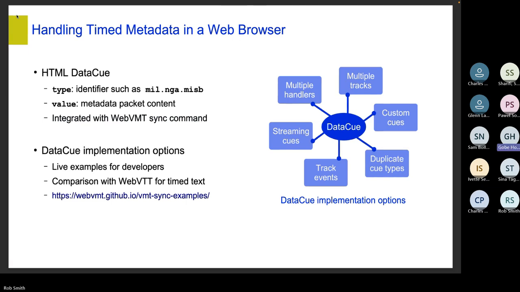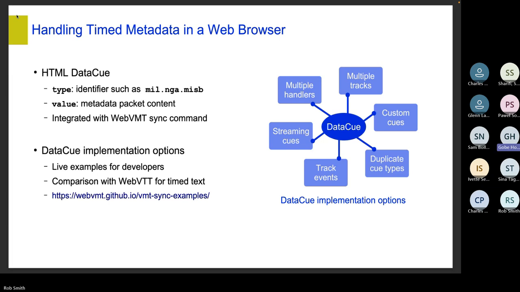As I mentioned, there's an option to use custom cues instead of data cue. Data cue is a very simple type and value, so it's good for raw data, things like MISB binary. A custom cue allows developers to create tailored functions. So for MISB, for example, you could implement functions such as get sensor location, get target location, but this is all an implementation decision for the developer. Depends how readable you want your code to be.